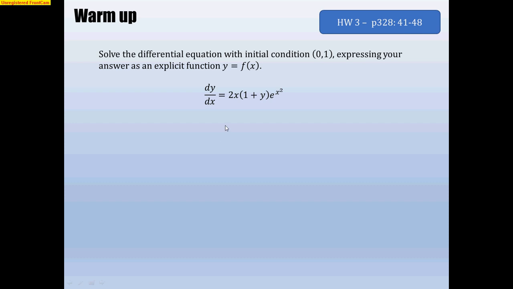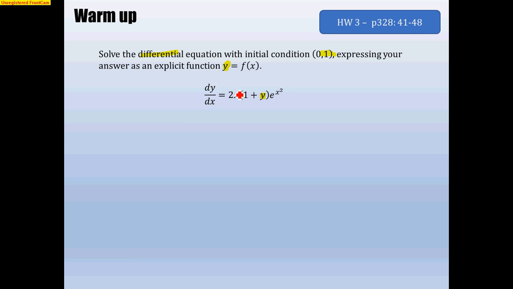So, solve the differential equation with the initial condition (0, 1), expressing your answer as an explicit function, y equals f of x. So firstly, please note, they don't tell me separable. They just say solve the differential equation. They do give me an initial condition, and they do want me to get y by itself. I have to recognize that I've got y over here on the x side, and that it needs to be moved over.